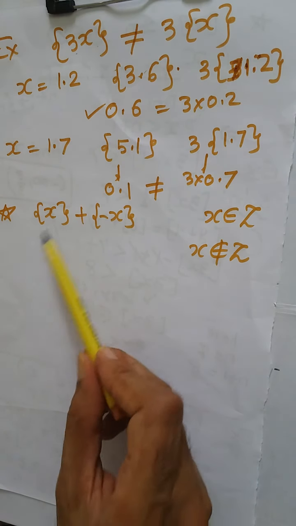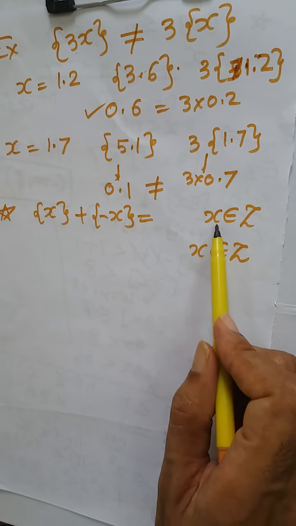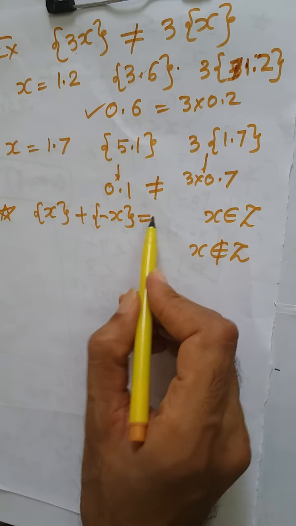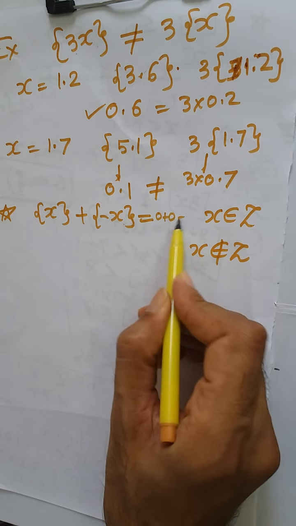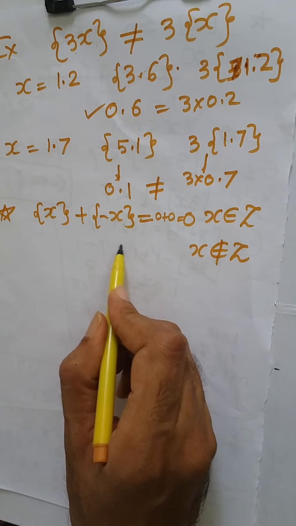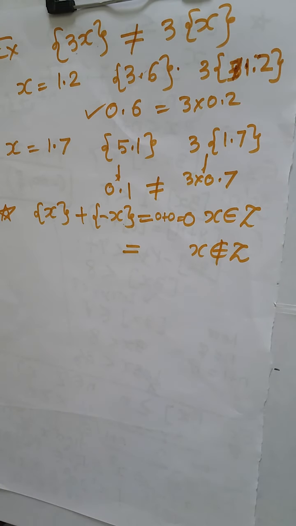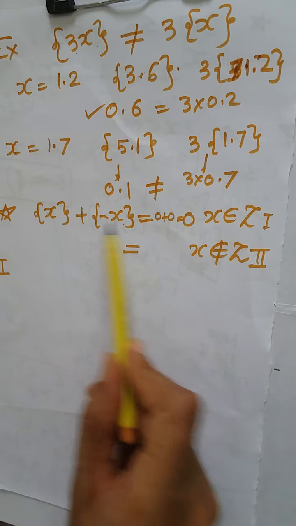Now if I ask you, fractional x plus fractional of minus x is equal to what, in the case when x is an integer and when it's not an integer? So yes, clearly if x is an integer, this is 0, this is also 0, so 0 plus 0 is 0 only. But what happens when it is not an integer? What is the value? So the first case directly we can get 0.